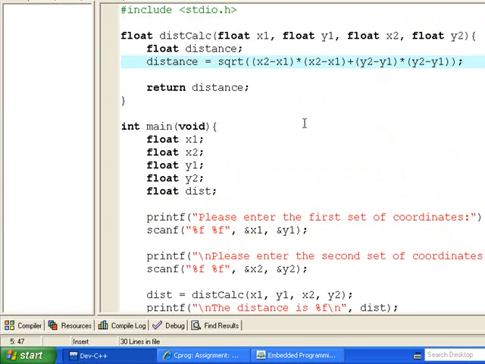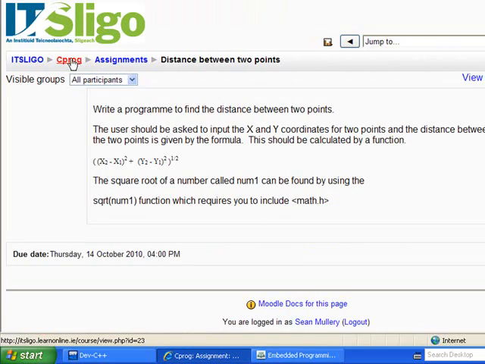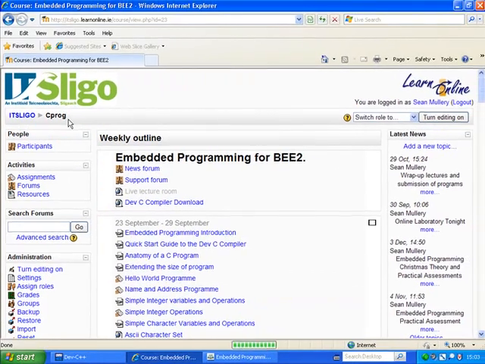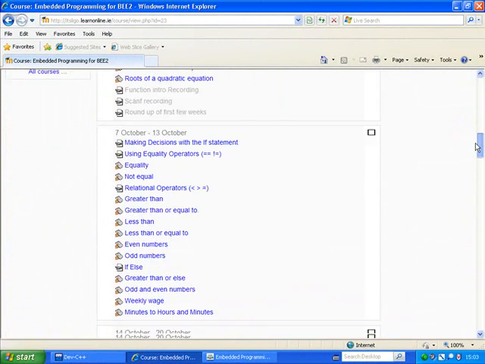Now, the next program that we want to look at, we'll just have a look at it here. It's the roots of the quadratic equation.